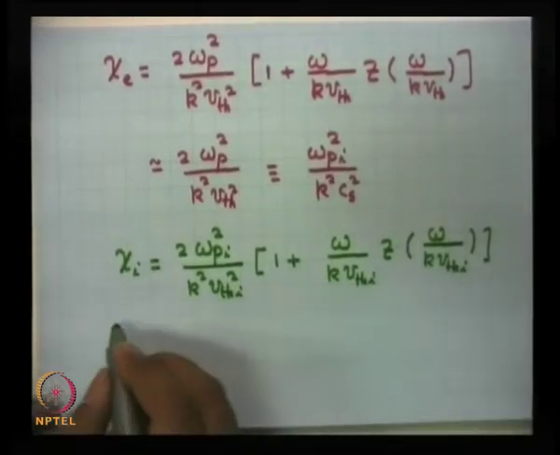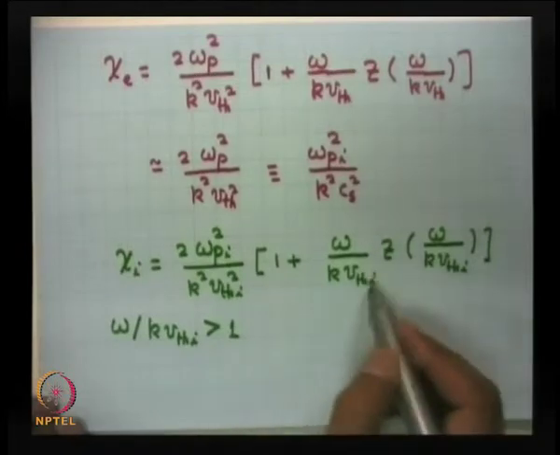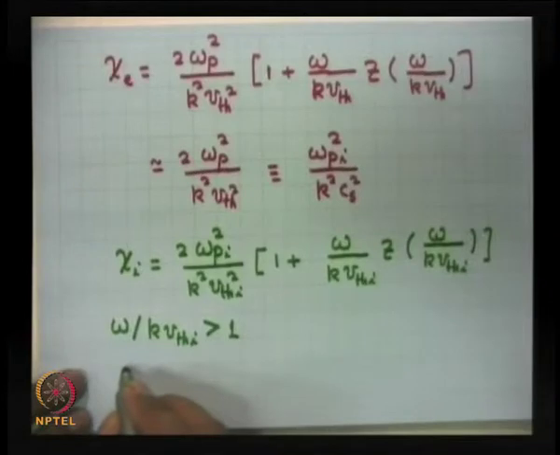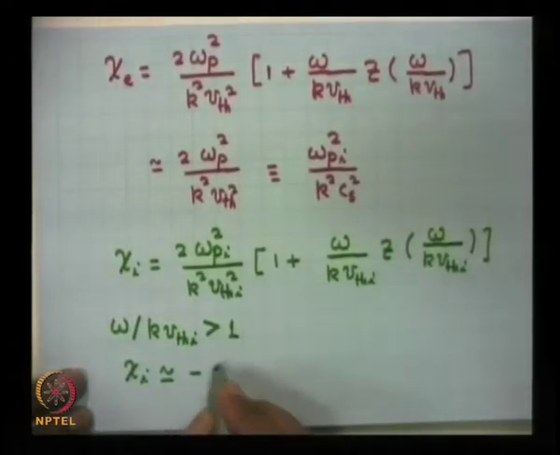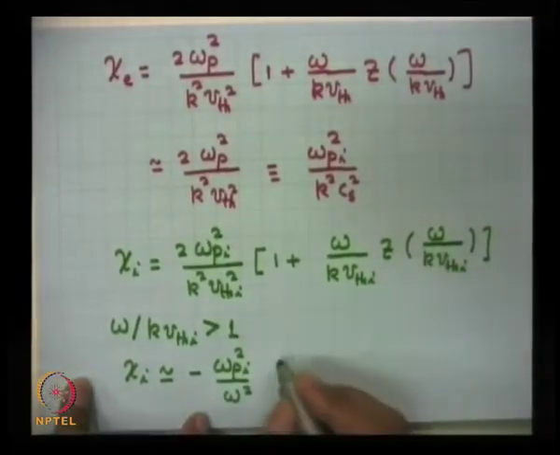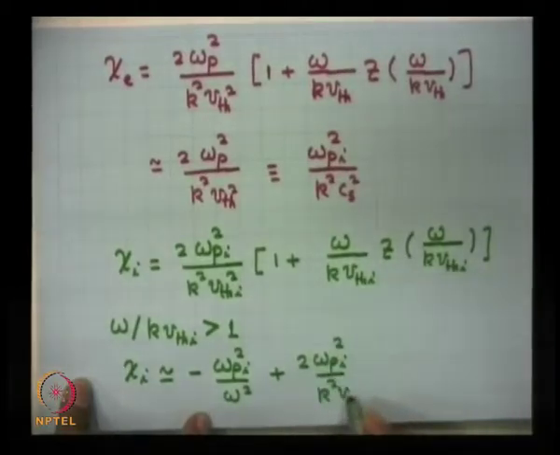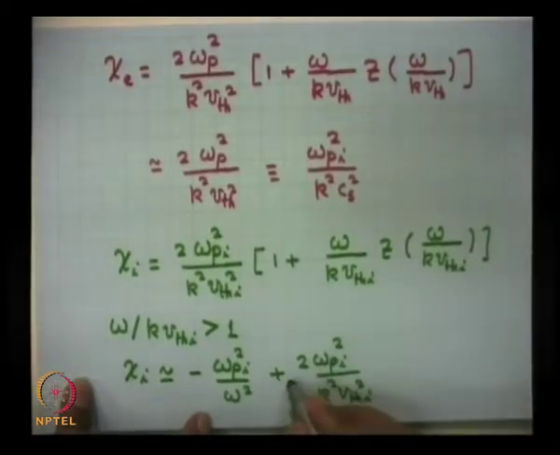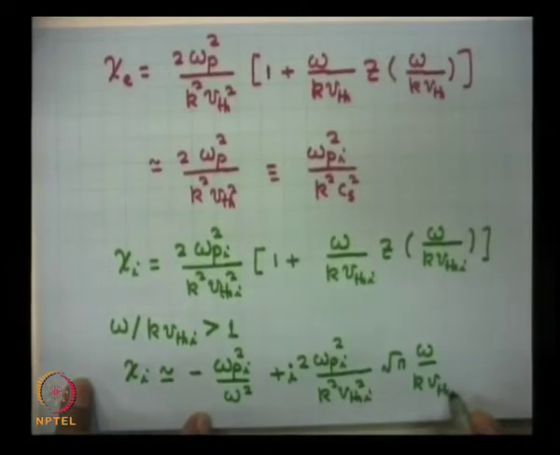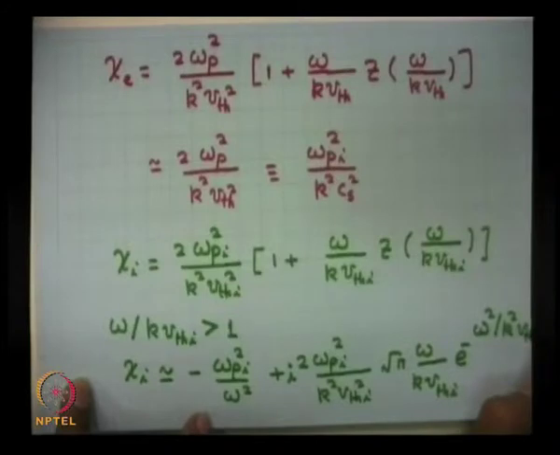This term again here, for sound waves we are expecting omega upon k V thermal of ions to be bigger than 1. So, in the large argument approximation I can expand this plasma dispersion function Z function, and in that case chi I turns out to be approximately equal to minus omega pi square upon omega square, that is nearly the real part, and the imaginary part simply is equal to plus 2 omega pi square upon k square V thermal square into i root pi omega upon k V thermal of ions and exponential minus omega square by k square V thermal ion square.